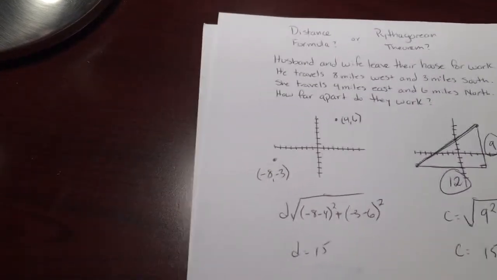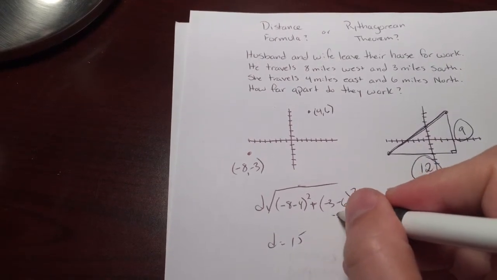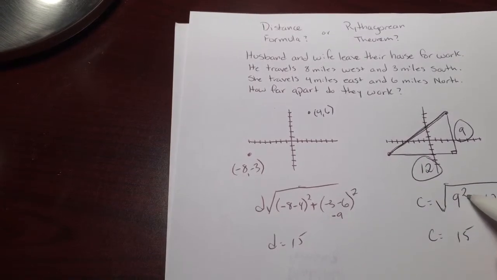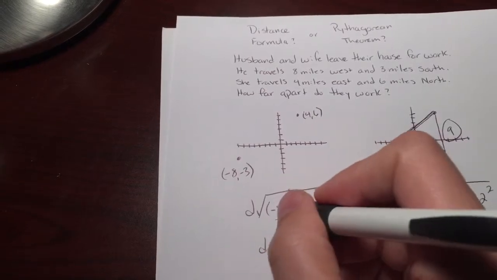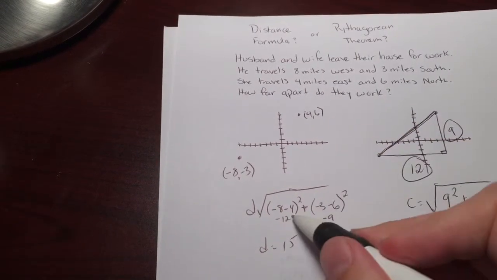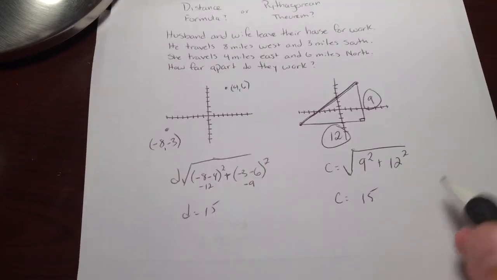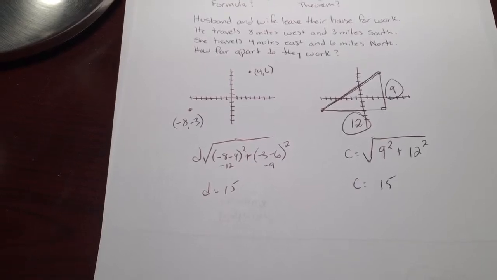You see, over here, -3 minus 6, -9. But if you square that, you're going to get a positive answer, same like you would here. -8 minus 4, -12. But if you square that, you're getting the same answer as you would over here. Distance formula and Pythagorean theorem essentially are the same exact thing.